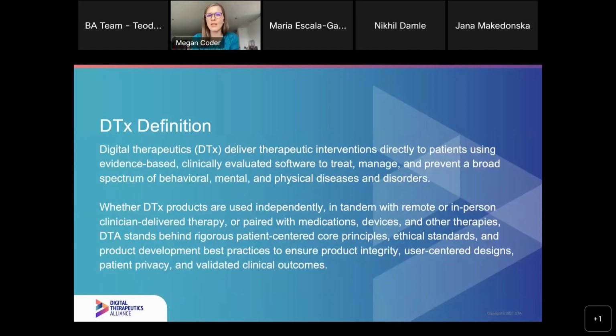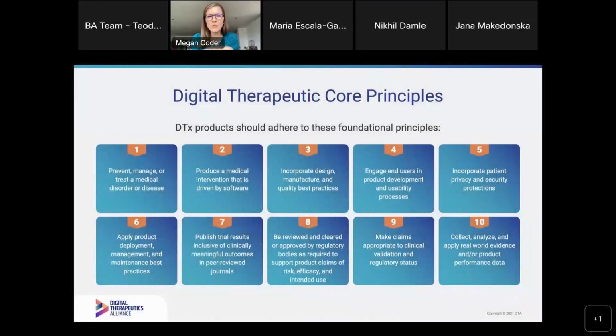So what we're trying to do as we move forward is really look at this idea of the core principles. There are 10 principles that we created in 2017 and 18, looking at if you're going to claim to be a DTx, how do you actually demonstrate that you have the level of rigor and quality that one would expect as a patient or an end user in the process?